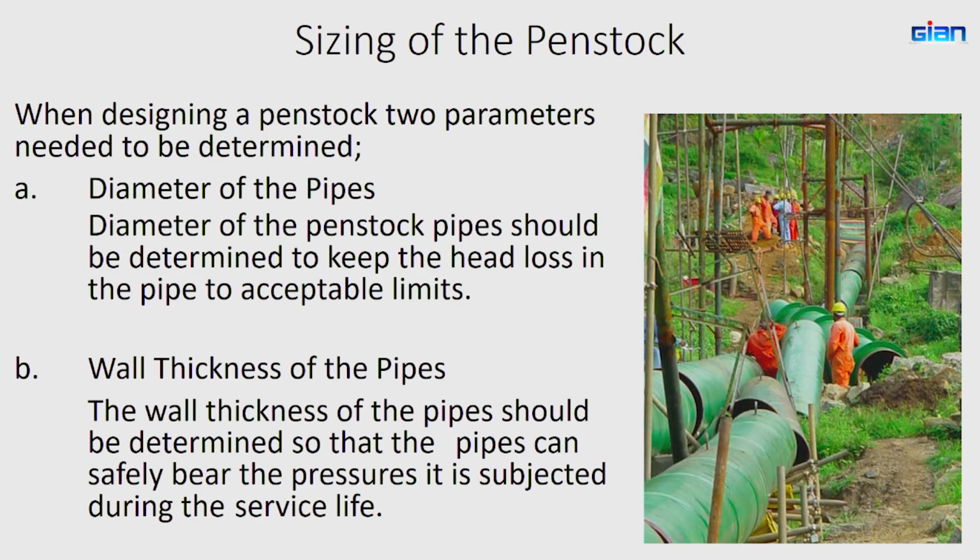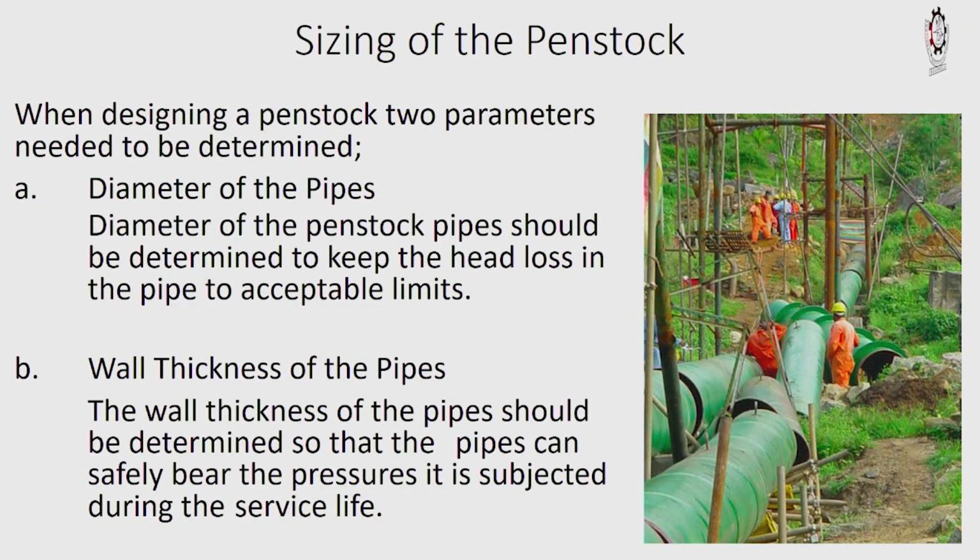Then we need to determine the wall thickness of the pipe, because the wall thickness is required to bear the pressure. The pressure for the penstock will be highest at the entry to the powerhouse, because then you have the full head operating, and at the forebay tank the pressure will be minimum. Therefore, your penstock needs to have higher thicknesses at the bottom parts of the penstock. In the diagram you can see one of our projects, how the penstock was under construction.